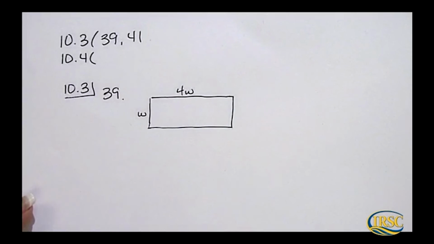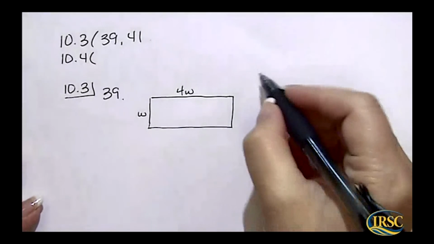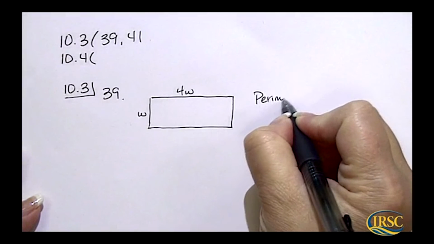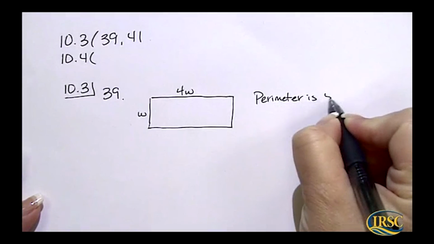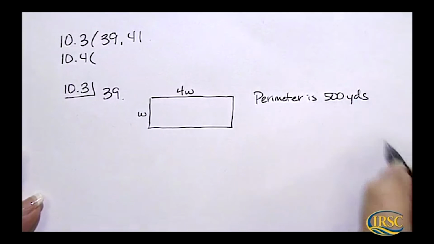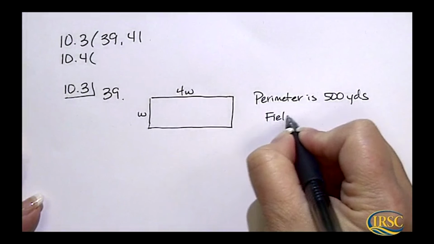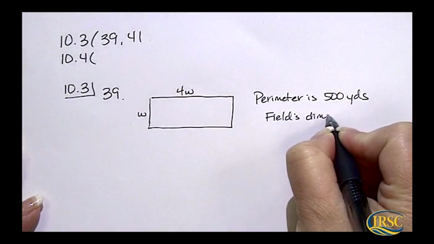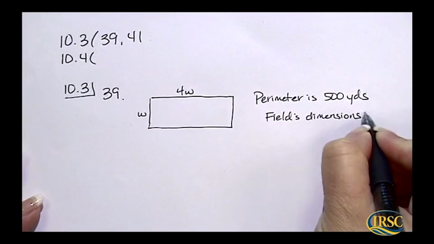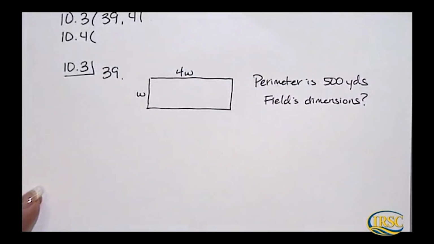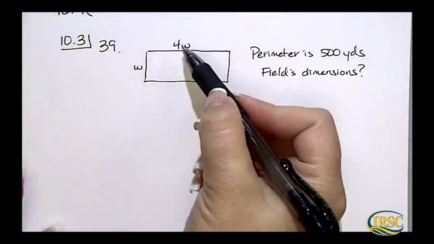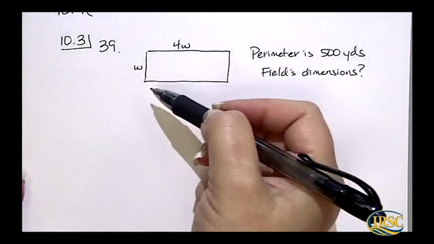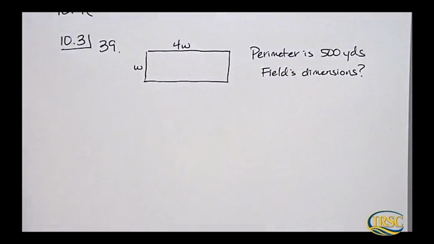If the perimeter of the field is 500 yards, what are the field's dimensions? Okay, so again, 4 times as long as it is wide. Any questions on how we got that W and 4W? So then perimeter tells us that we're supposed to do what?